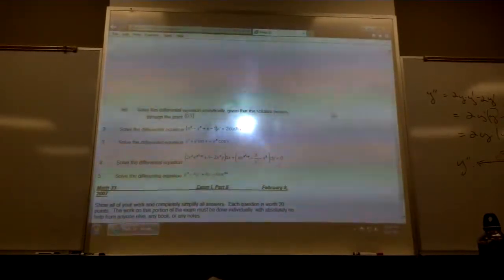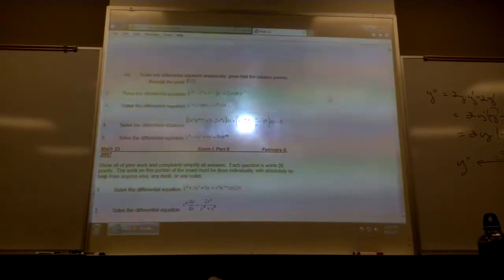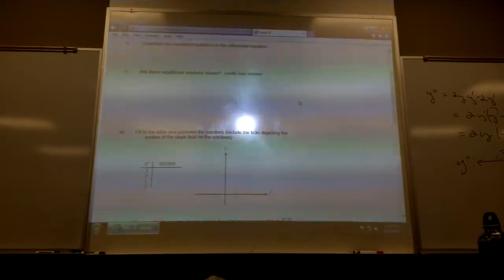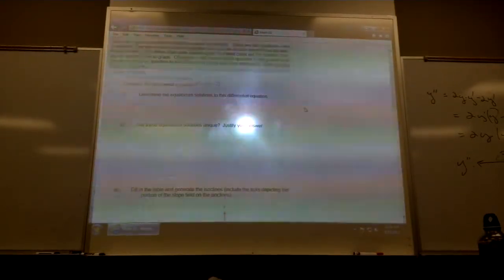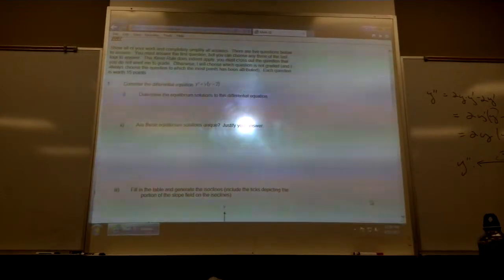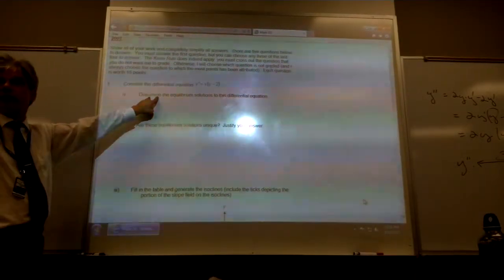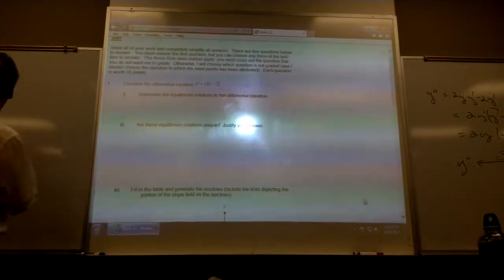So I certainly like number 1. Solve this differential equation analytically given that the solution passes through the point (0, 3). What do you do there? Is it just the same stuff we've been doing? There's a lot more to this problem. I was just putting things together. When you saw this in the homework set, you didn't know how to solve DEs. Now we do.